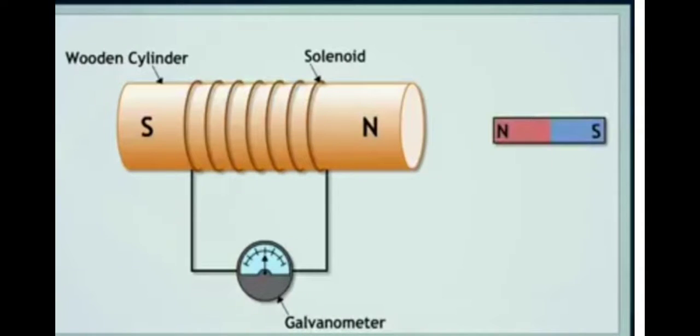Wind an insulated copper wire on a paper or wooden cylinder so as to form a coil in the form of a solenoid. Connect the two ends of the coil to a galvanometer and place a magnet close to it. The reading of the galvanometer is 0.